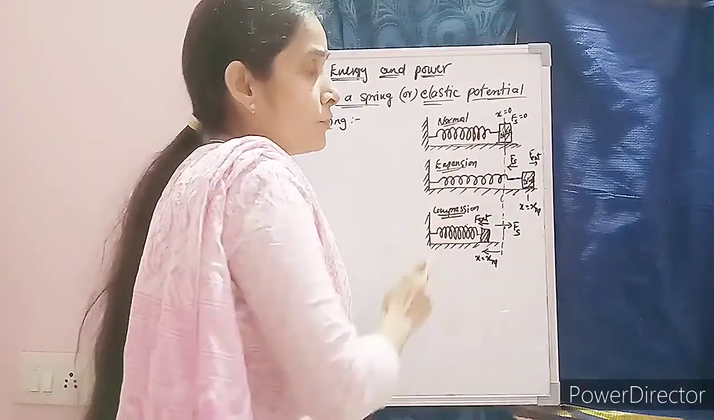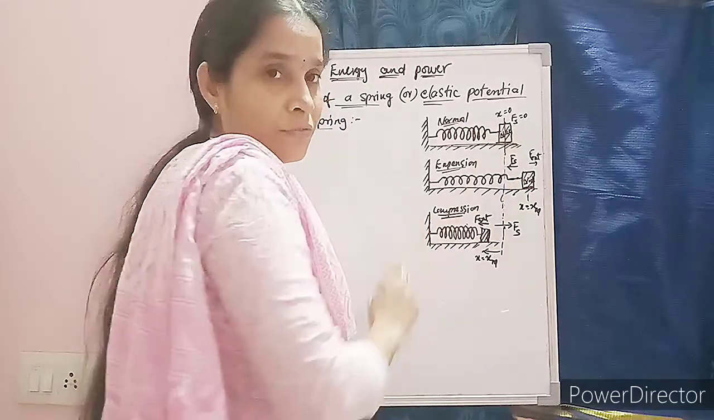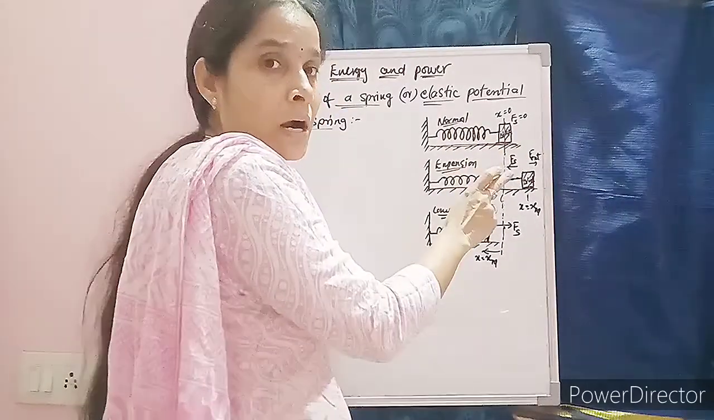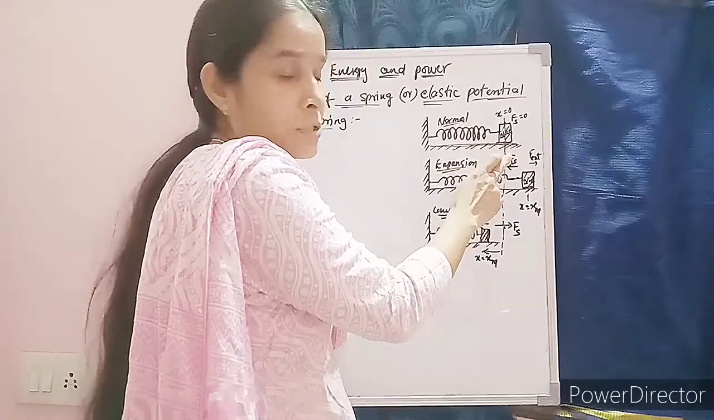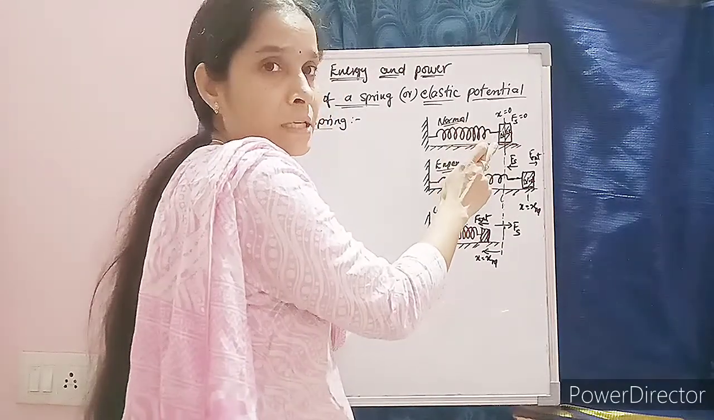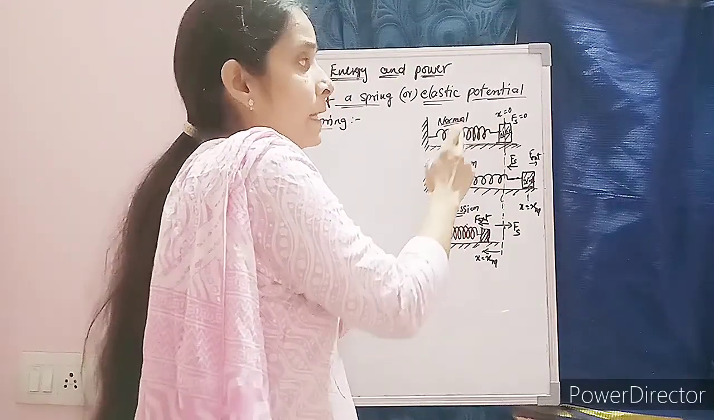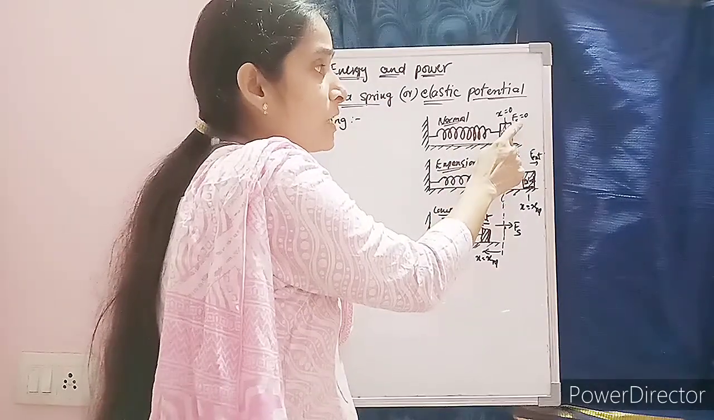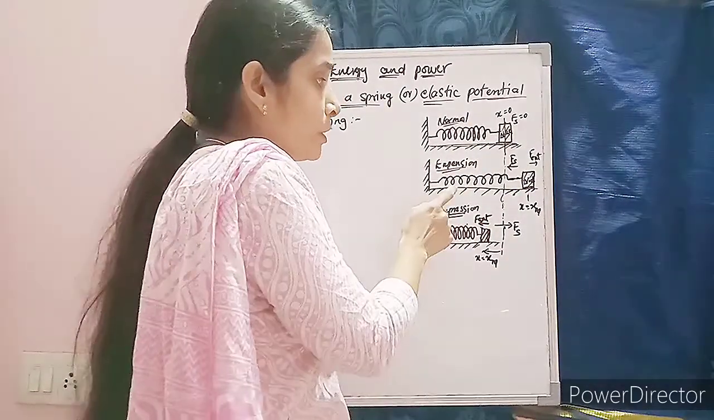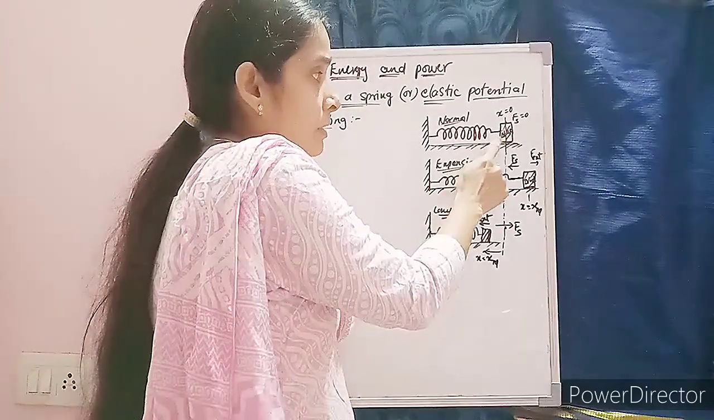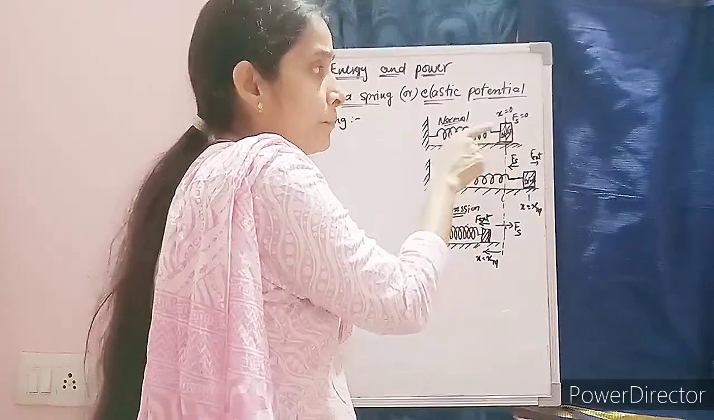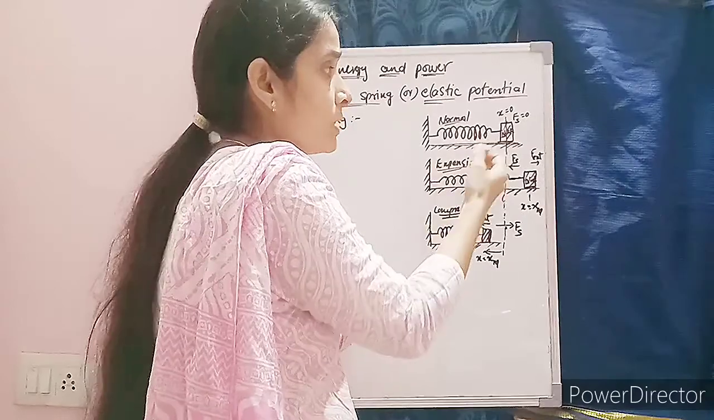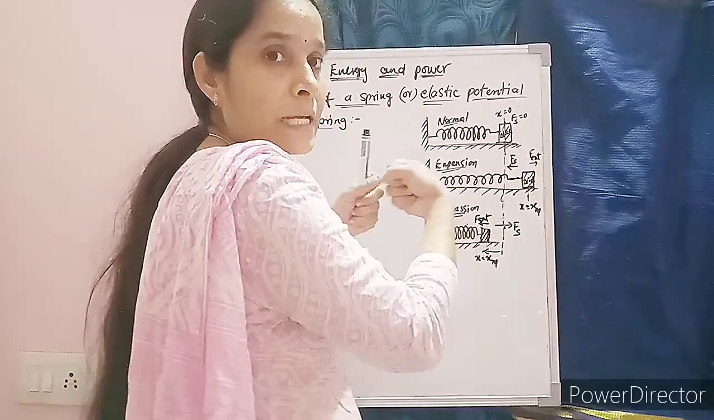Then an internal force comes into play in order to regain the initial position of the system. That restoring force we call the spring force. Here we are not using any external force, which means there is no change in the system, so there is no restoring force. That is why the spring force F is equal to 0.